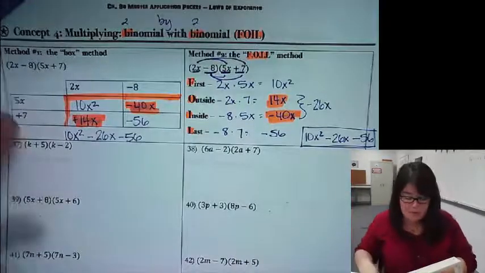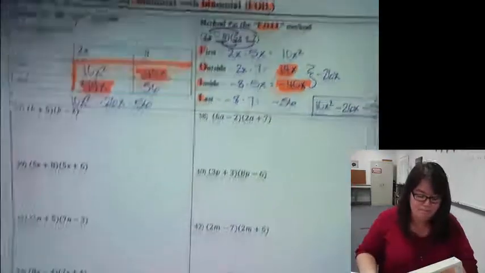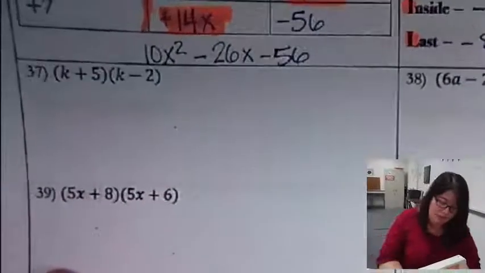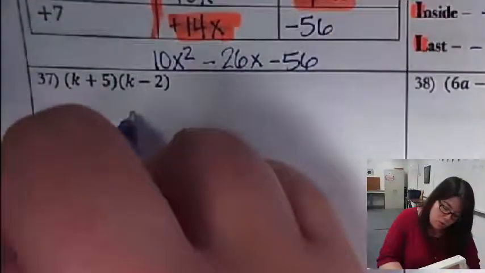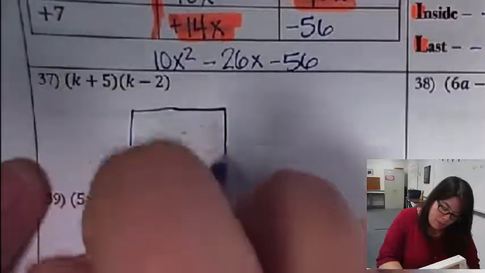So let's take a look at a couple of our practice problems and see if we can't really zero in on this box method. So I'm going to make my box 2 by 2.